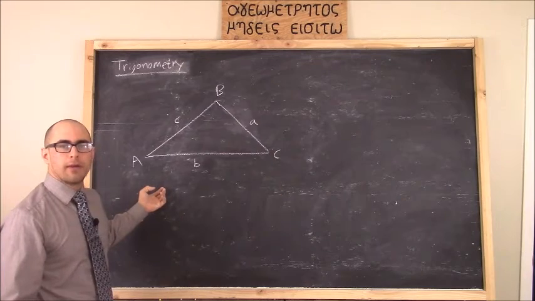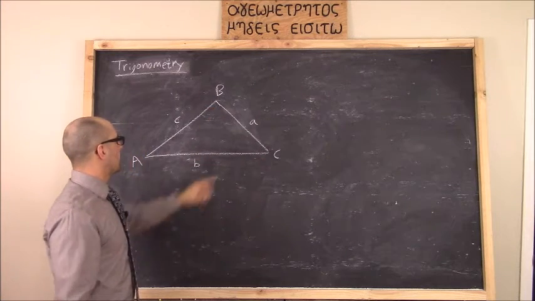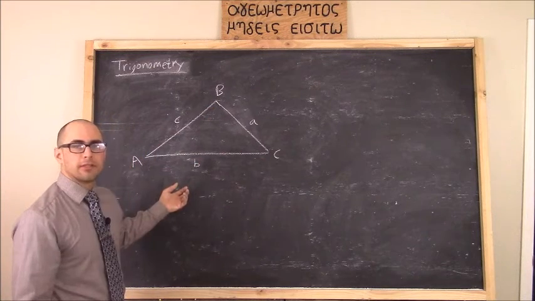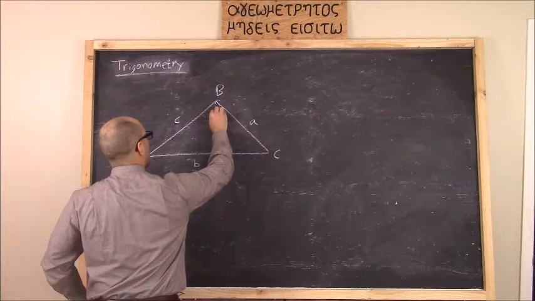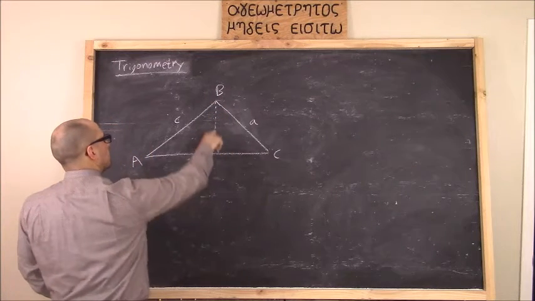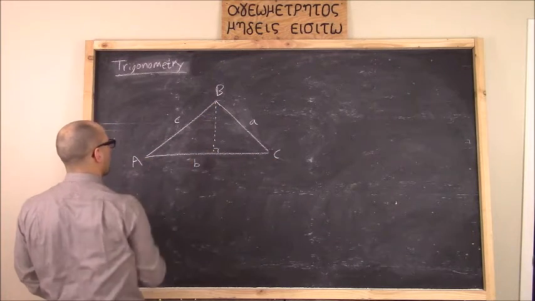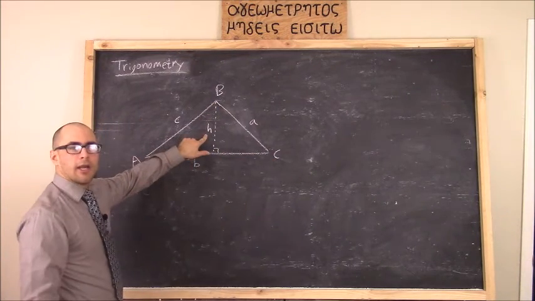Now, let's begin with my generic triangle. Angles A, B, C, side lengths a, b, c, opposite to the angle. If I run a perpendicular line from the tip, meaning this is a right triangle on this side, a right triangle on this side, I'll call this height h.